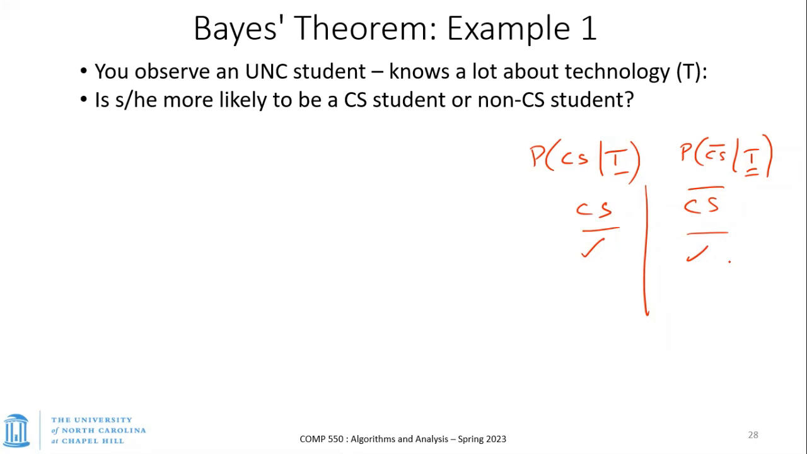Yes. Okay, can I get your name? Rishi, okay. So Rishi is suggesting from his intuition that, just given the fact that computer science majors know a lot about technology, the chances are that the person will be a computer science major. Anybody else who has some intuition about this? Yes.